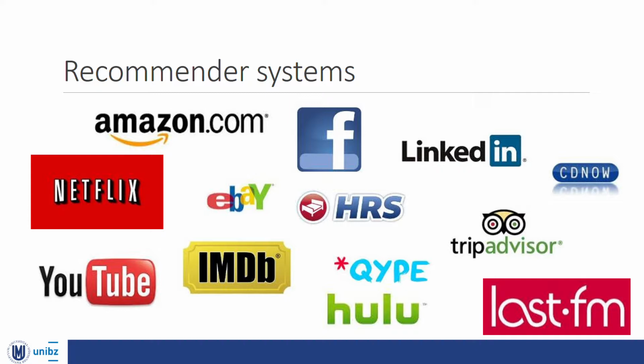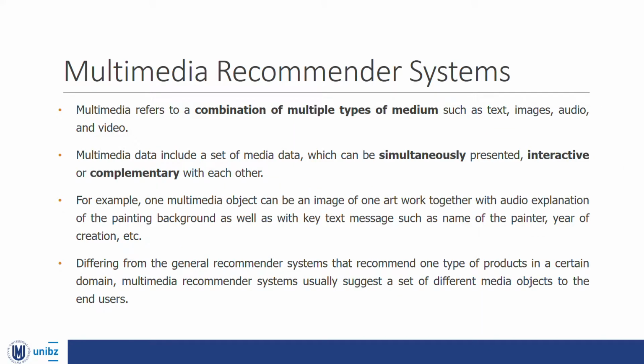In one of the recommender systems, an interesting domain is multimedia recommender systems. The multimedia refers to a combination of multiple types of media. For example, text, image, audio, and video. Those multimedia data could be simultaneously presented or interactively presented, or those data could be complementary to each other.